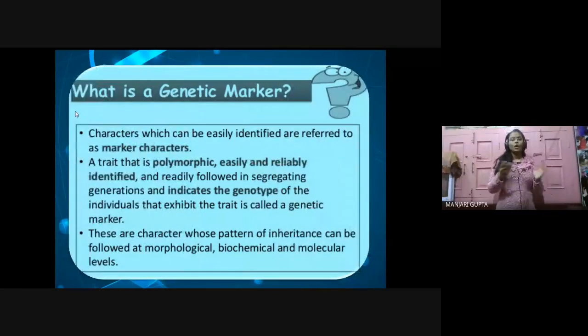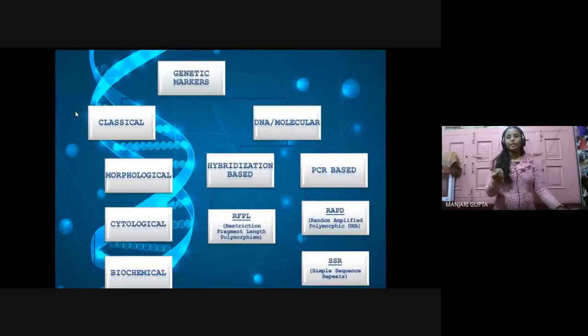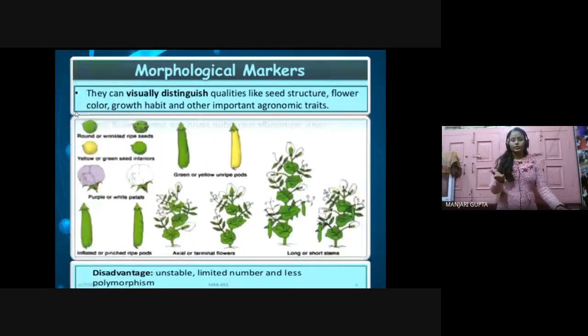These are the traits or characters that are polymorphic, easily and reliably identified, and whose pattern of inheritance can be followed at morphological, biochemical and molecular levels. These can be classified into various types. The first is morphological markers. These are the visually distinguishing qualities.